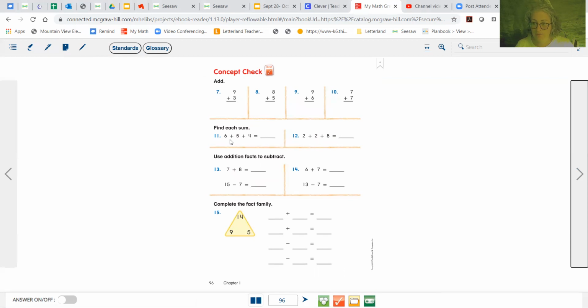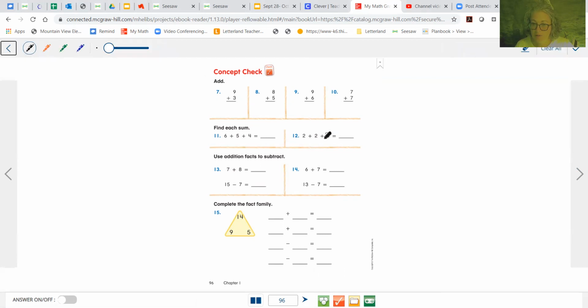Try to circle the first two that make a 10. So let me look at number 12. 2 and 2 doesn't equal 10, but 2 and 8 does. So, oops, I have to get my pen going. You would circle those two and then connect them to show you made a 10.